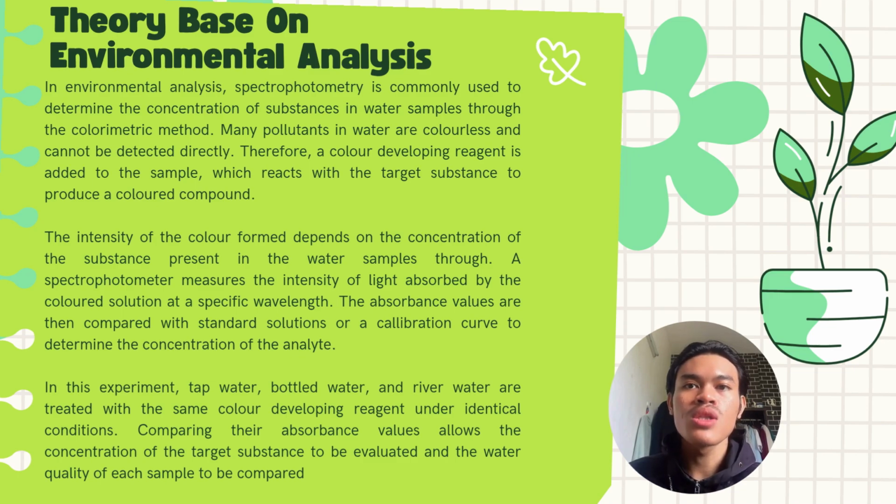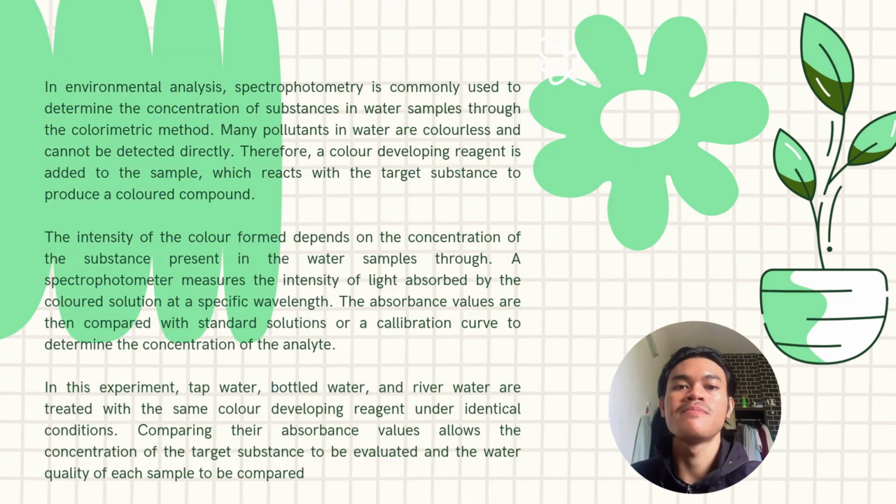Many pollutants in water are colorless and cannot be detected directly. Therefore, a color-developing reagent is added to the sample, which reacts with the target substance to produce a colored compound. In this experiment, tap water, bottled water, and river water are treated with the same color-developing reagent under identical conditions. Comparing their absorbance values allows the concentration of the target substance to be evaluated and the water quality of each sample to be compared.